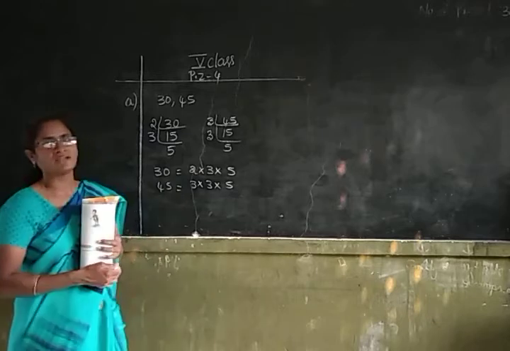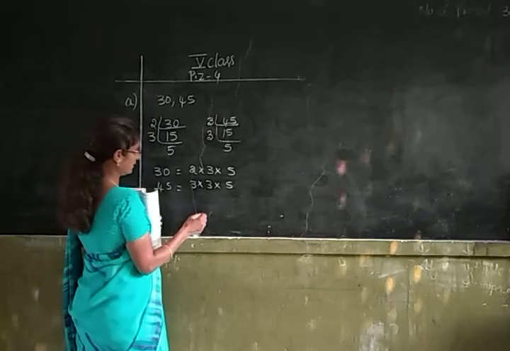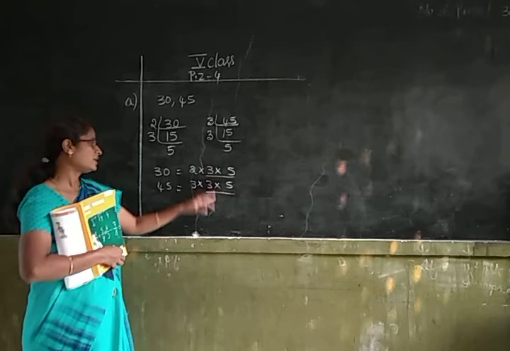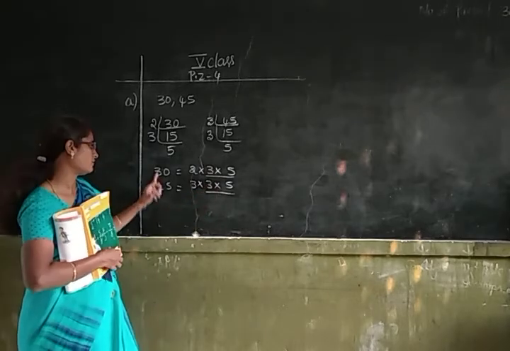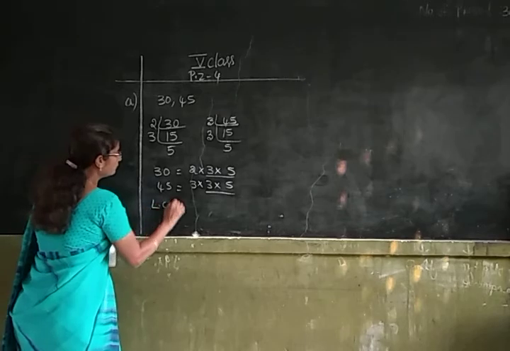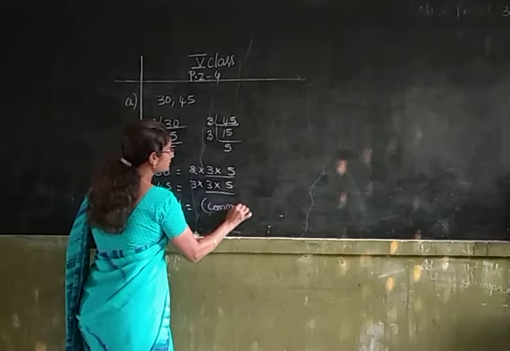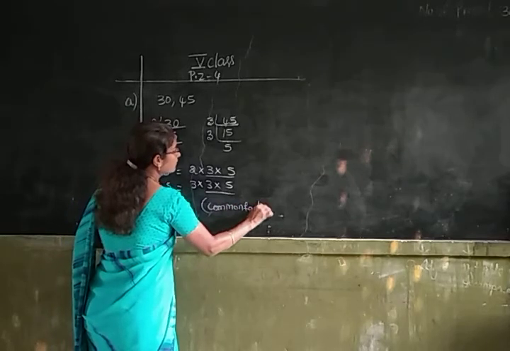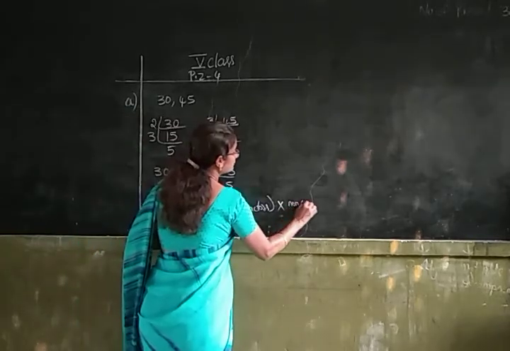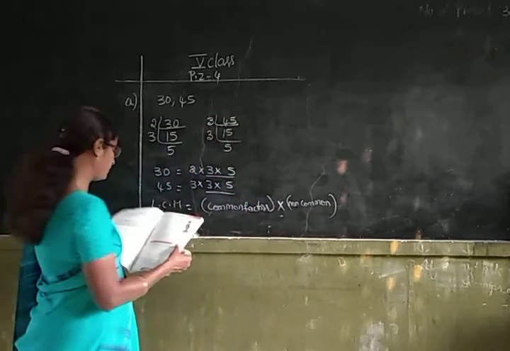So after writing the prime factors, we have to find out the common factors. So here the common factors are 3 into 5. Here 3 and 5 are common factors of 30 and 45. So for finding out the LCM, we have to multiply the common factors into non-common factors.